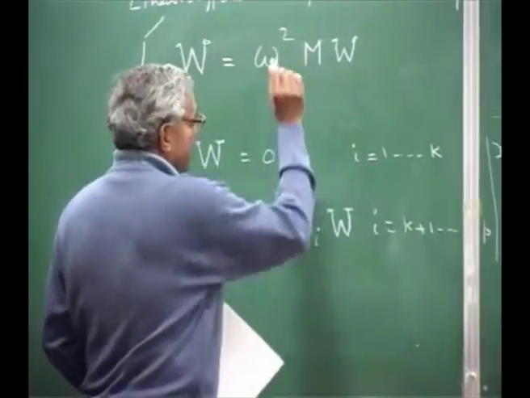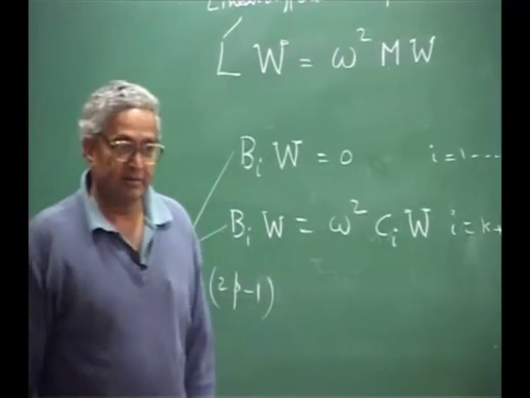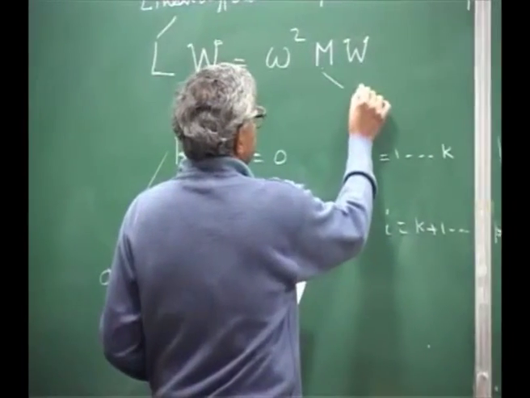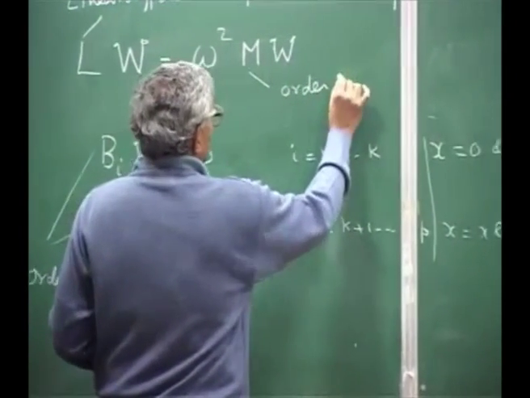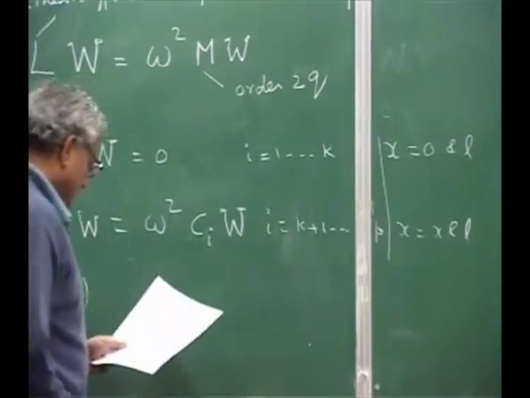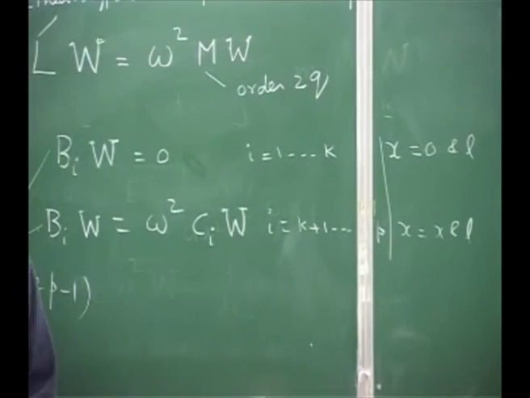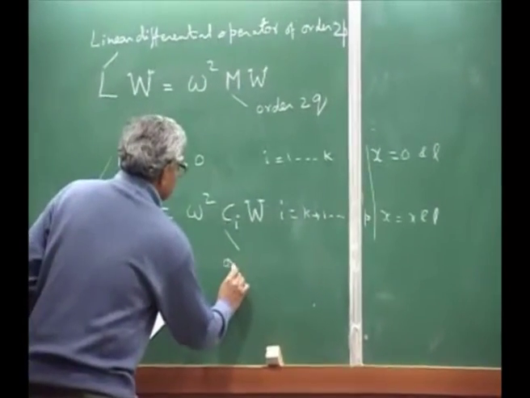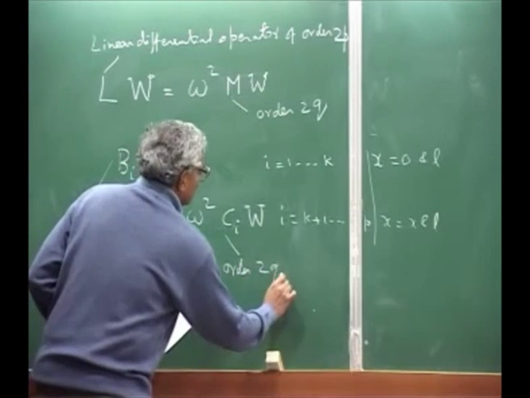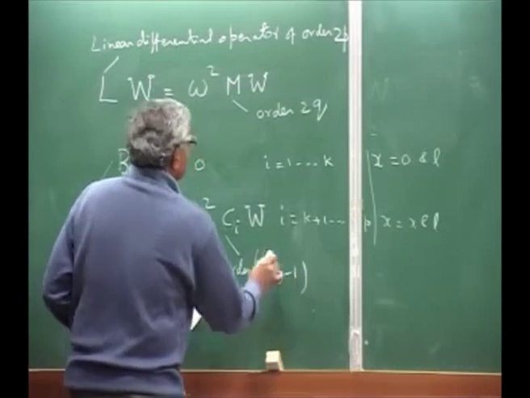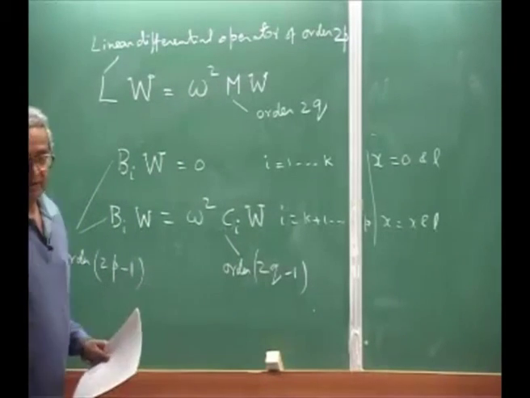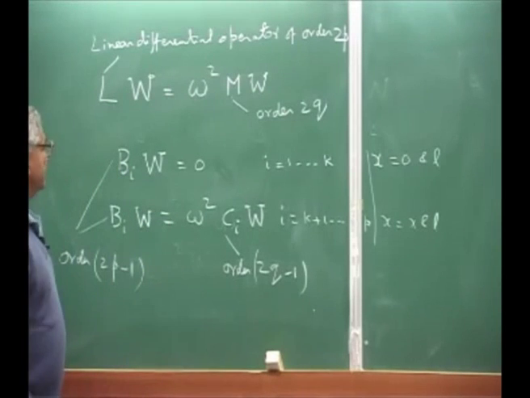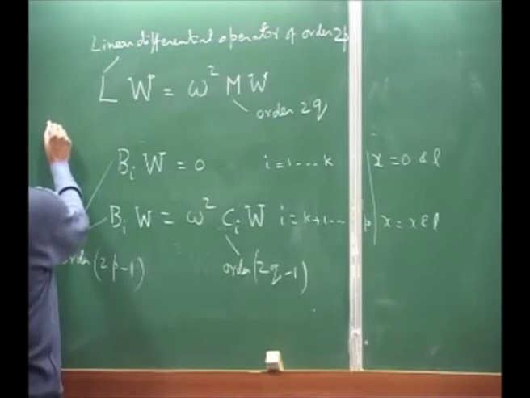Similarly, you can have M also as a differential operator, okay, of order 2q, and this will be order 2q minus 1. But please note that p is greater than q. Okay.